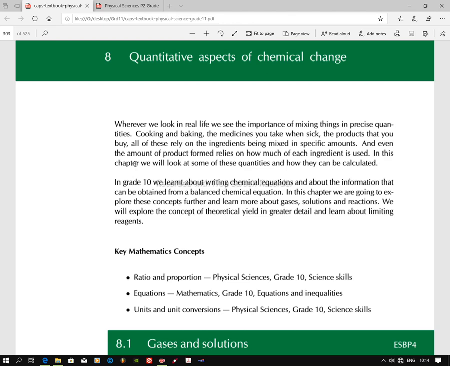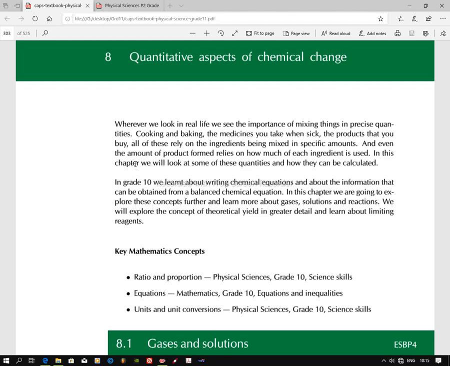In this chapter, we will look at some of these quantities and how they can be calculated. Well, I don't like to just jump into the chapter, but I prefer to read the introduction first so that I can know the concept or the basics of the particular chapter. You understand? I feel like it's very important. I don't know about others, but I recommend that you should every time study the introduction.